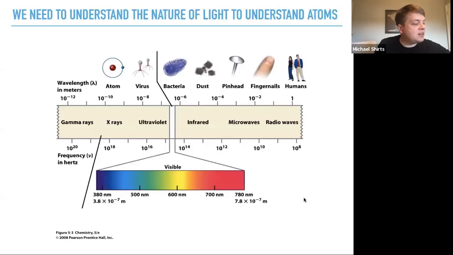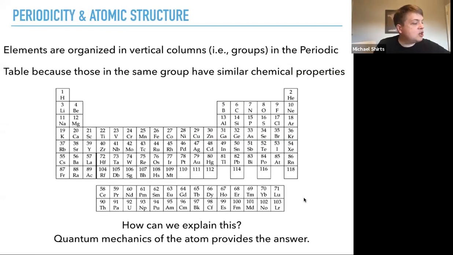So what's the context for all of this? Let's think back to the periodic table. Elements are organized in vertical columns in the periodic table because those in the same group have similar chemical properties. They behave in similar ways. So the question is, how can we explain this geometry? And it turns out that the quantum mechanics of the atom provides the direct answer. They explain why particular elements react in similar ways and why those differences occur as well.